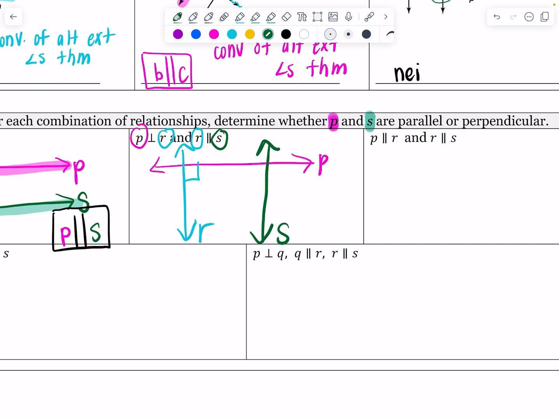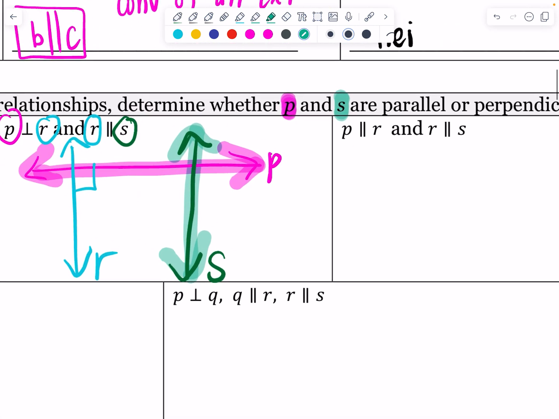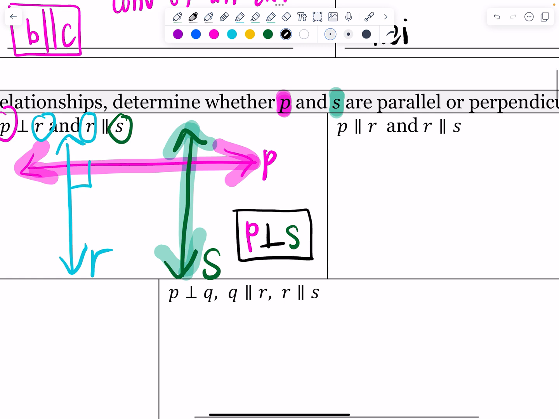So it wants to know, well, then what is the relationship between pink and green? What are those going to be to each other? We have those theorems at the top that explain these. Those are going to be crossing each other at a right angle. So what we would say is that line P is going to have to be perpendicular to line S. Those cross each other at 90 degrees. That little upside down T symbol just means perpendicular.